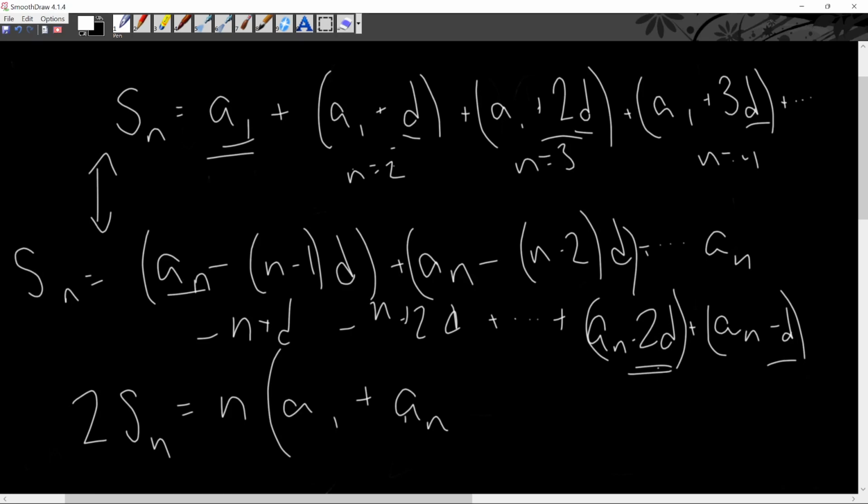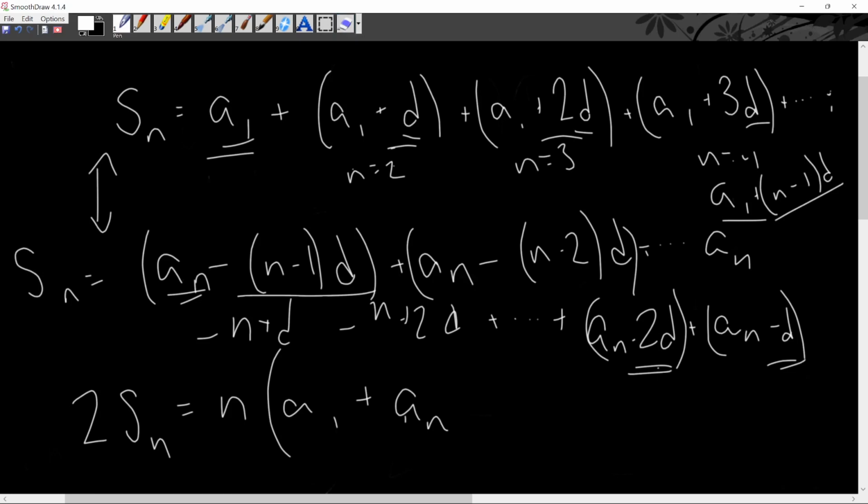You have 2d minus 2d minus d, and once you get to the end values, so once you get to a sub 1 plus n minus 1 d, this will cancel out with this. And the only things that are left are a sub 1 and a sub n. So these are essentially just writing the same thing in two separate ways, but flipping the order so that it's sort of like a telescoping series, and the last few terms cancel out the first few terms, and then vice versa.